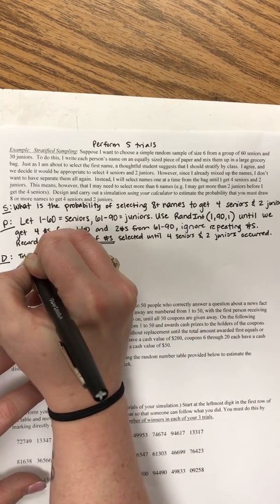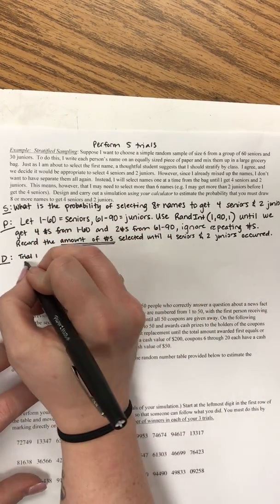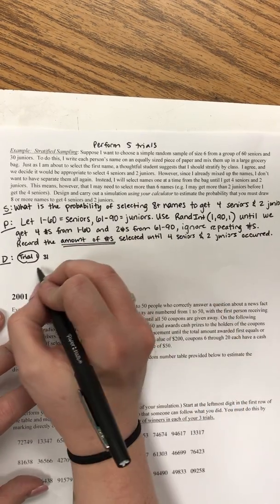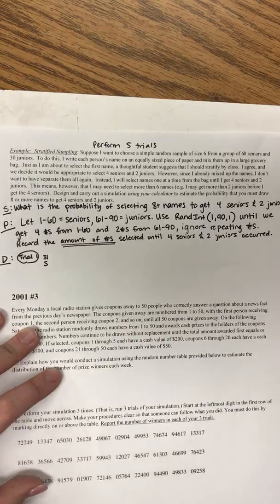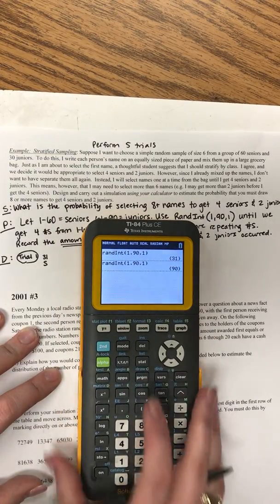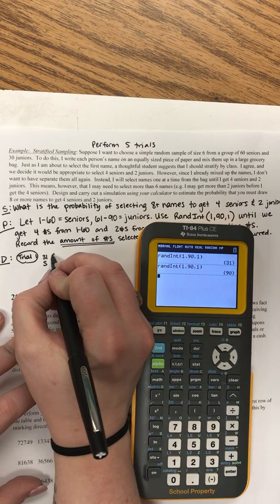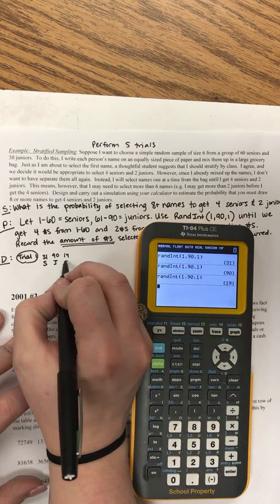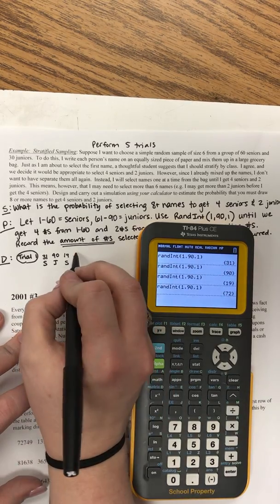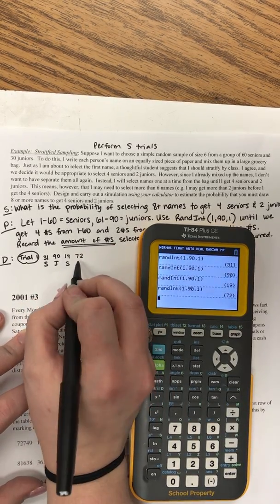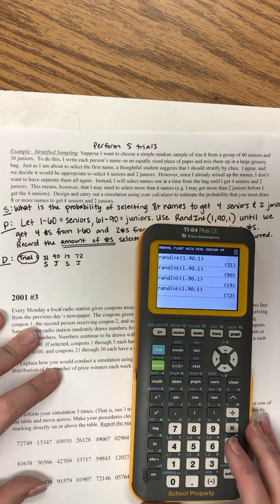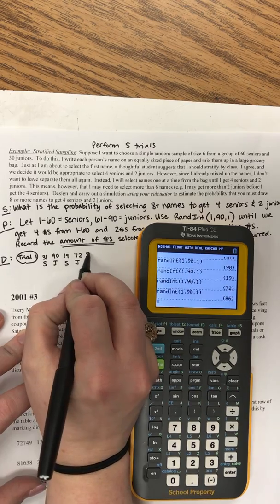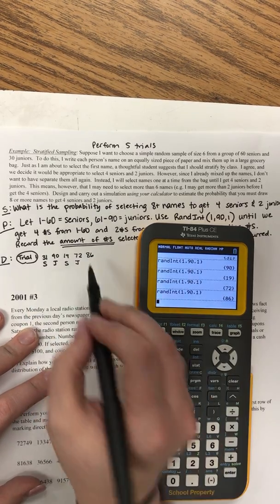So for trial 1, my first number is a 31, which according to our numbering system is a senior. If I do my next number, I get a 90. So the next number I got was a 90, which is a junior. Then I get a 19, which is a senior. And then I get 72, which is a junior. So if I get any more juniors from 61 to 90, I'm going to have to ignore them. Oh, so right there, 86, I'm going to ignore.